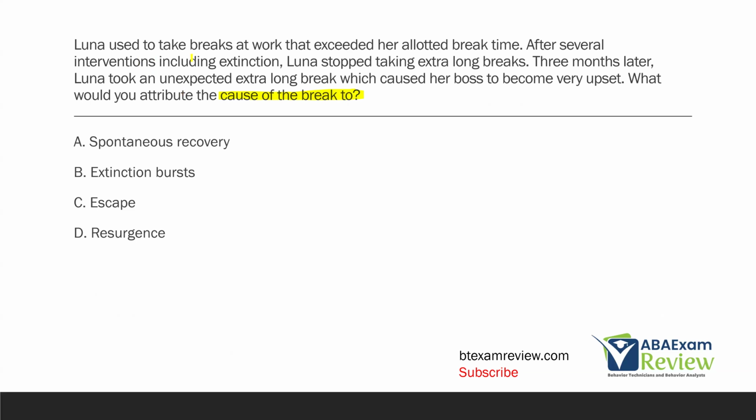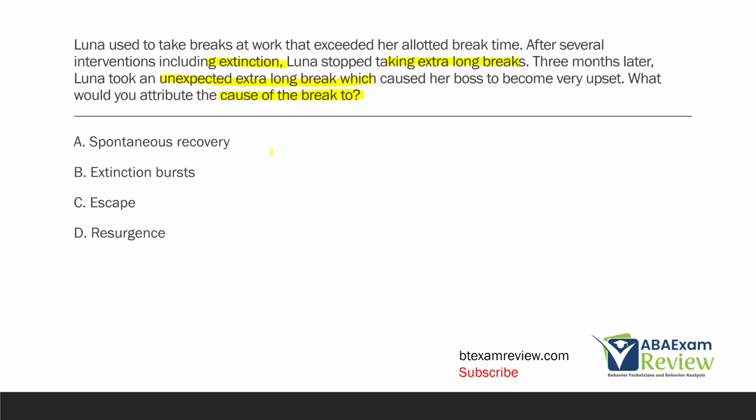Okay, so Luna used to take breaks at work, but through extinction, Luna stopped taking these breaks. So extinction was effective. We are in a post-extinction time period, and that's important, right? Because if extinction has already occurred, we know the answer can't be extinction, and we know the answer can't be an extinction burst, because extinction's already happened, it's already been effective. So it really leaves us with one answer as to why all of a sudden the behavior came back. And if we look at A, spontaneous recovery, it's going to be our answer. Spontaneous recovery occurs after extinction has taken place, after extinction has been effective, and it's when the behavior suddenly reemerges or reappears out of nowhere.